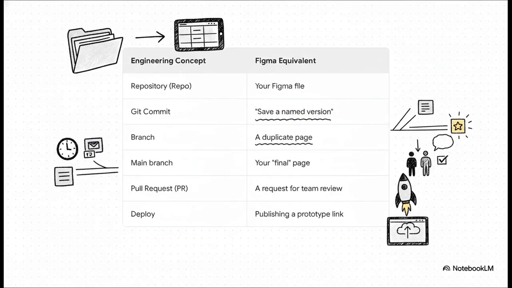All right, I know what you're thinking. Repository, git commit, these words sound super technical and kind of scary, right? Don't sweat it. Seriously, these engineering terms have super simple translations in the Figma world you already know like the back of your hand. A repository? That's just your Figma file. A git commit? That's literally just saving a named version, which you already do. See? You already understand the concepts. It's just learning a couple of new words.